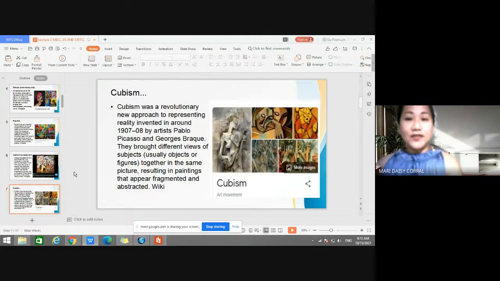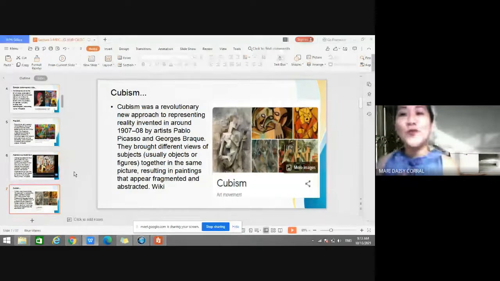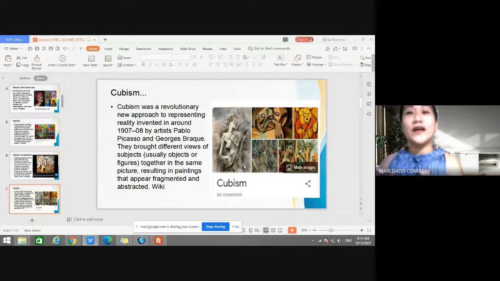Okay, so Cubism, it says here, was a revolutionary new approach to representing reality, invented around 1907 to 1908 by Picasso. So basically, cube. It comes from the term cubism. You look at the painting, there are a lot of shapes, and the shapes are in a cubic form, in cubes. So this is where the word cubism came from.